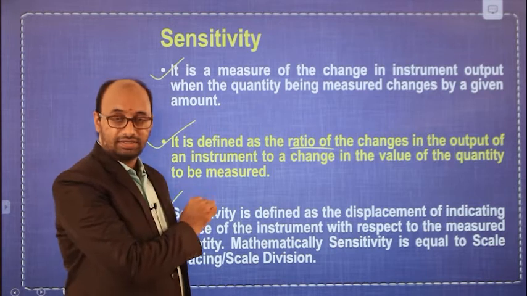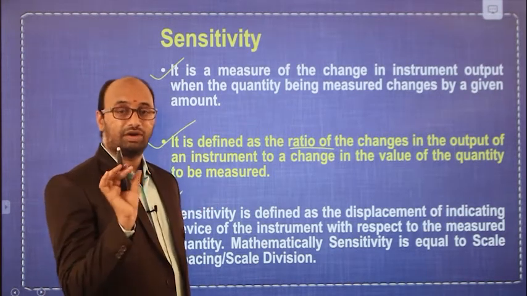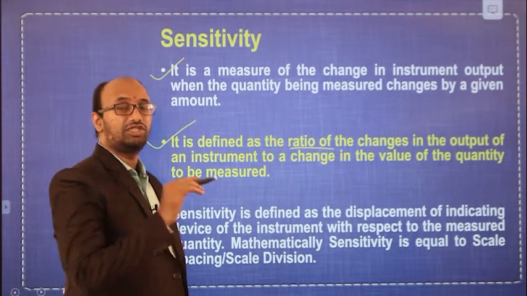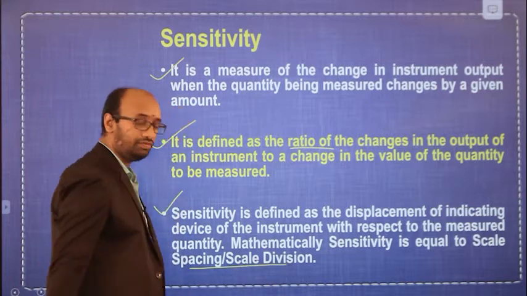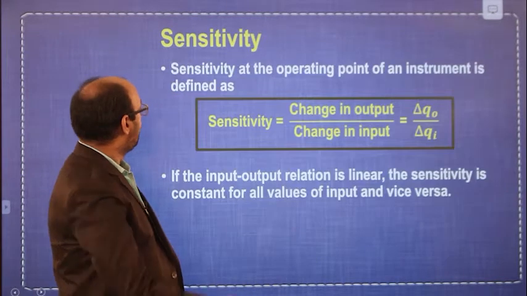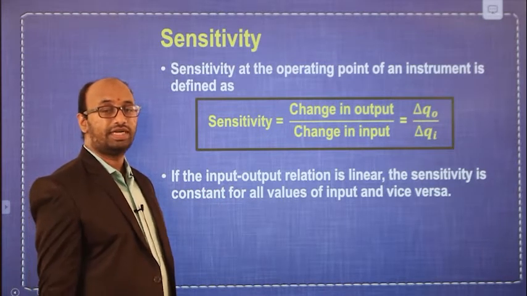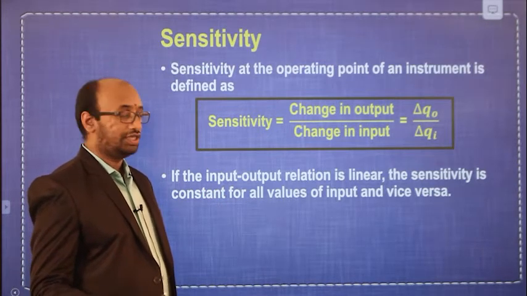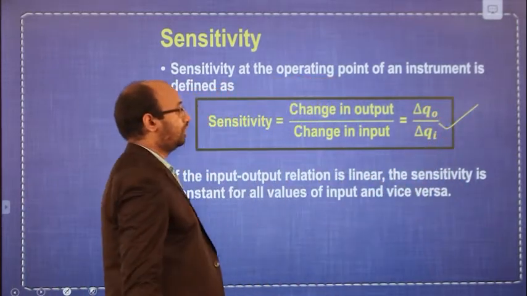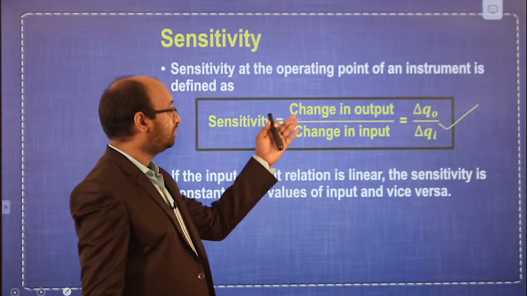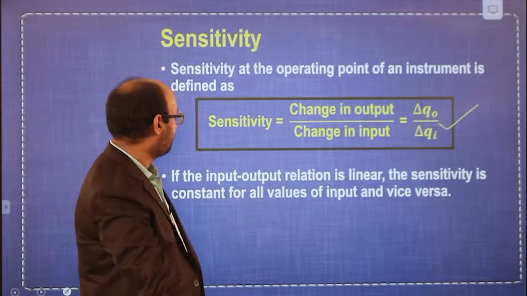Essentially, based on this sensitivity only, the scale of any measuring instrument is designed or prepared. This sensitivity is essentially equal to scale spacing or scale division. As I said, at any operating point, the sensitivity of any instrument is defined as the ratio of change in output by change in input. If the output is Qo, it is the ratio of change in Qo by change in input Qi.